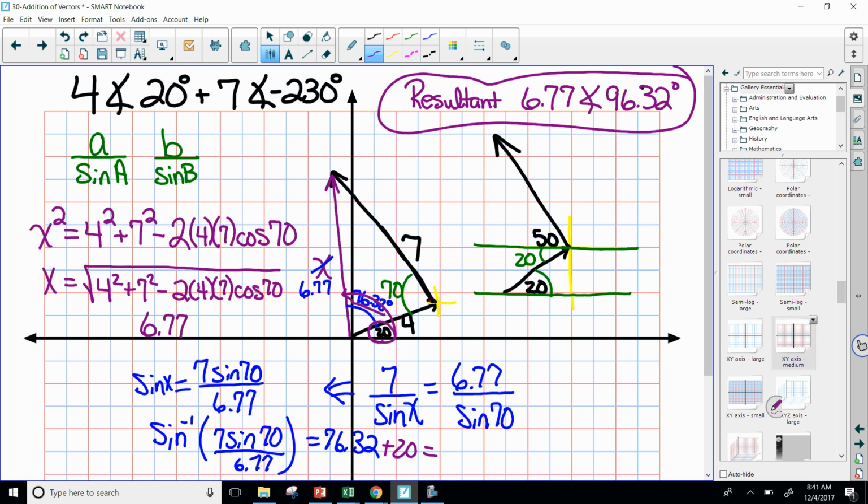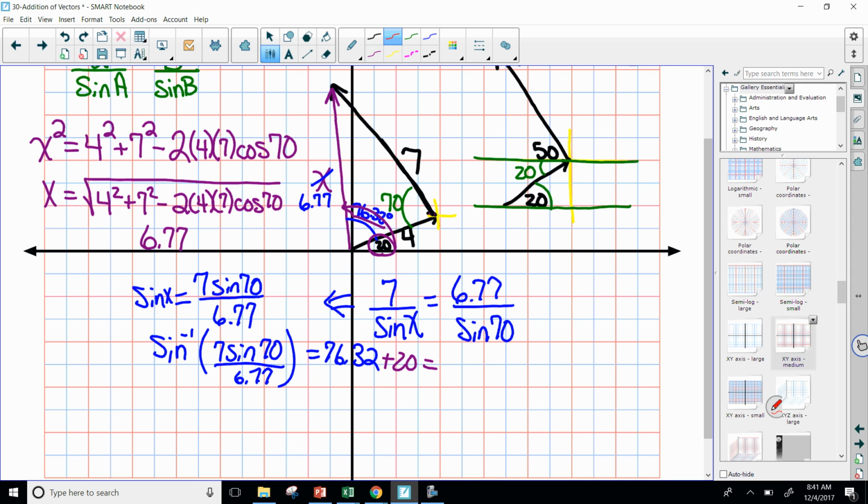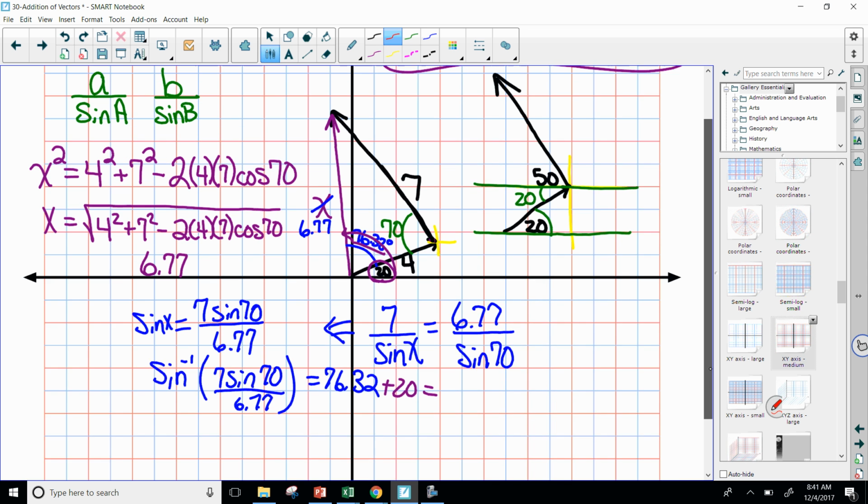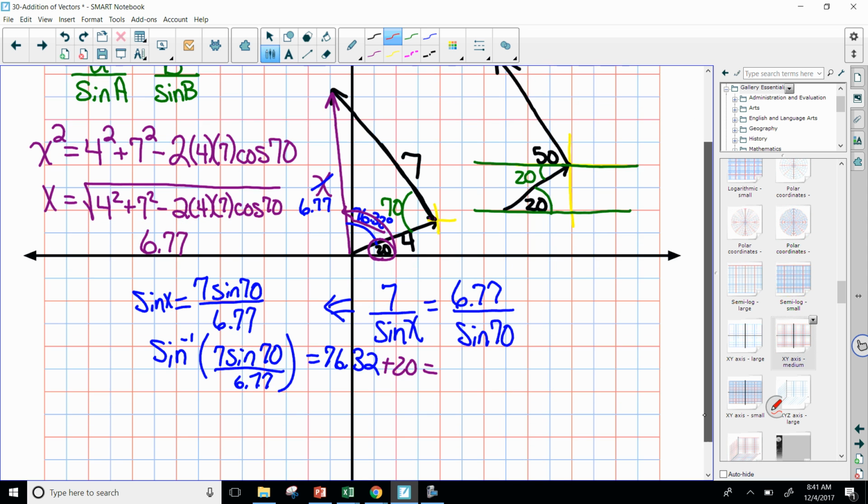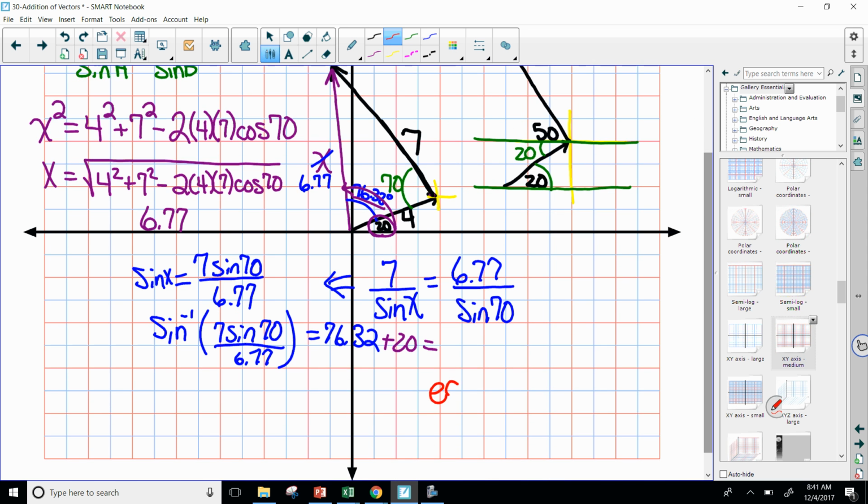Now, here's something else you can do. What happens if they ask you, I'm going to just keep the same problem up here, what if they ask you for an equilibrant? An equilibrant is going to be what puts that in equilibrium.